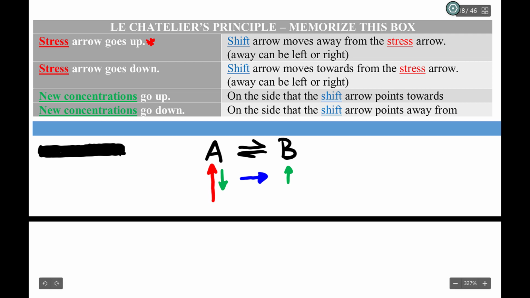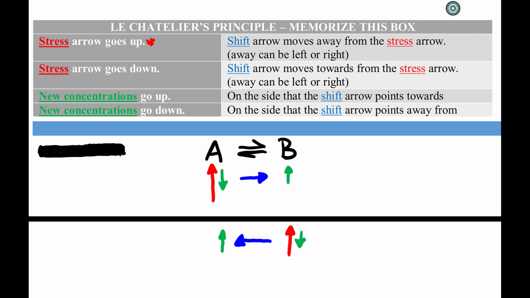Here's the next scenario. I increase the concentration of B. This is scenario 2. So if B goes up, I have to shift away, so I shift to the reactant side. Whatever side this points towards, the concentration has to go up. Whatever side my shift arrow points away from, the concentration goes down. So there are your two scenarios for a stress increasing something.